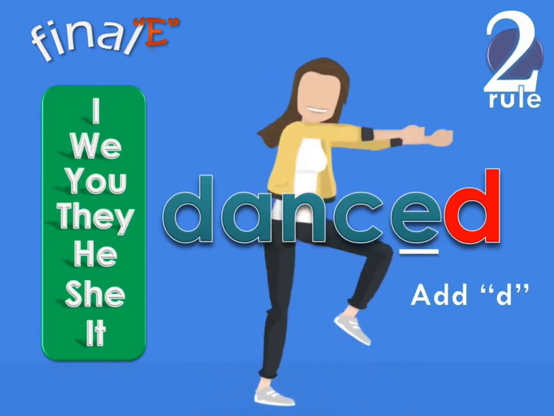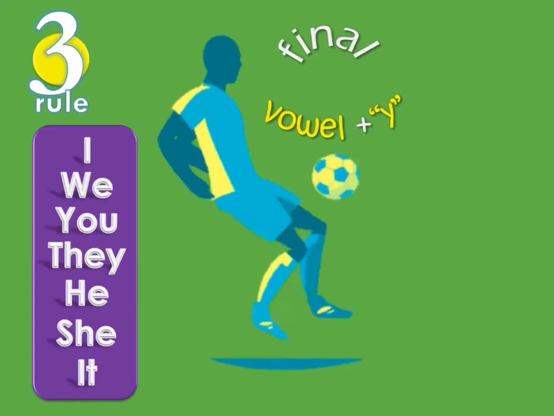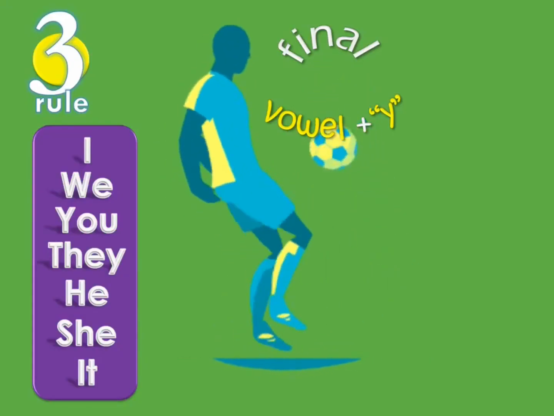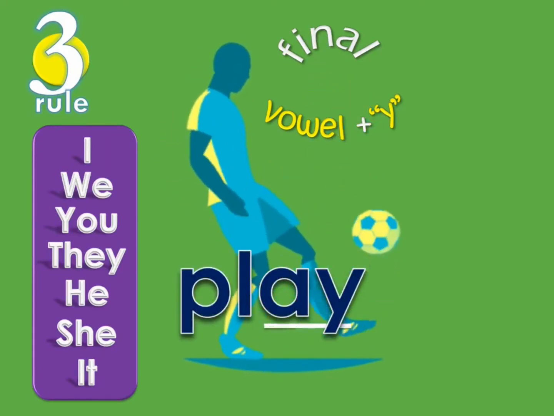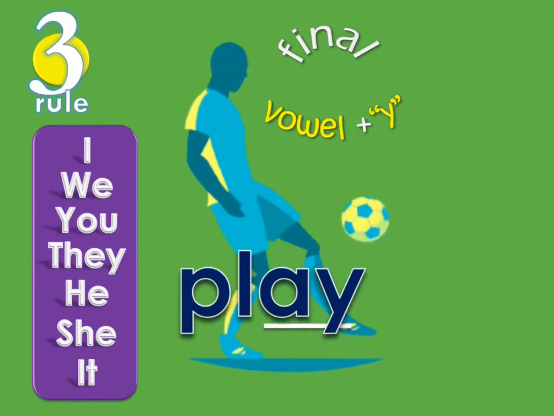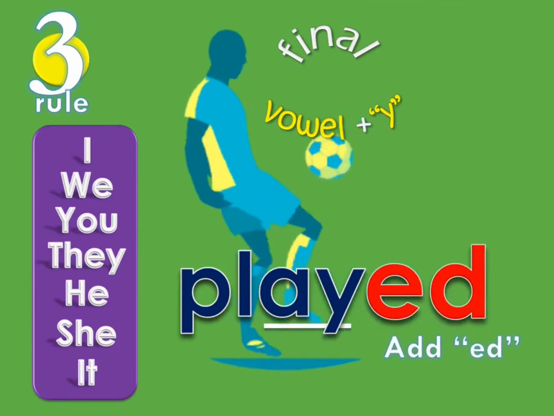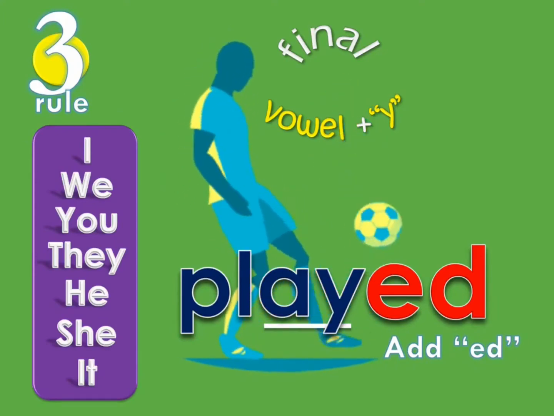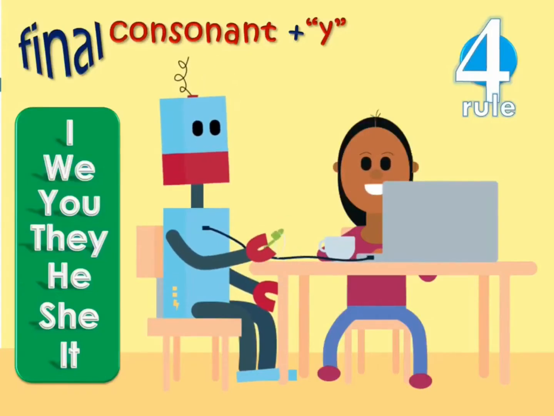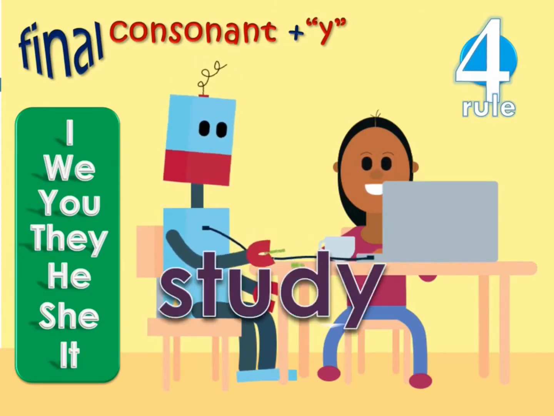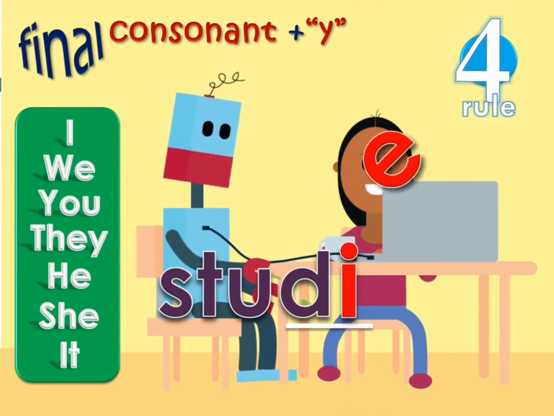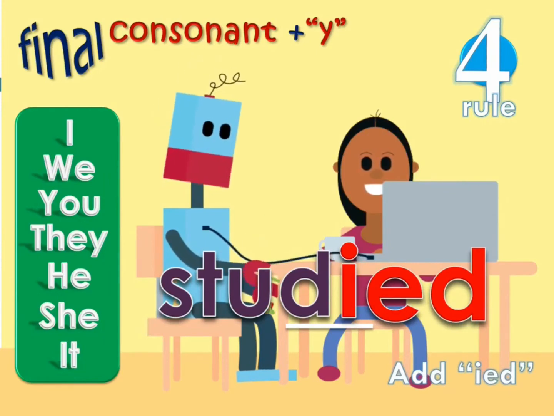It becomes danced. The third rule is if the word has the final letters of vowel and y, you just need to put ed at the end of the word. It becomes played. The fourth rule is if the word ends in consonant plus y, you have to change y into i and then add e and d. For example, study becomes studied.